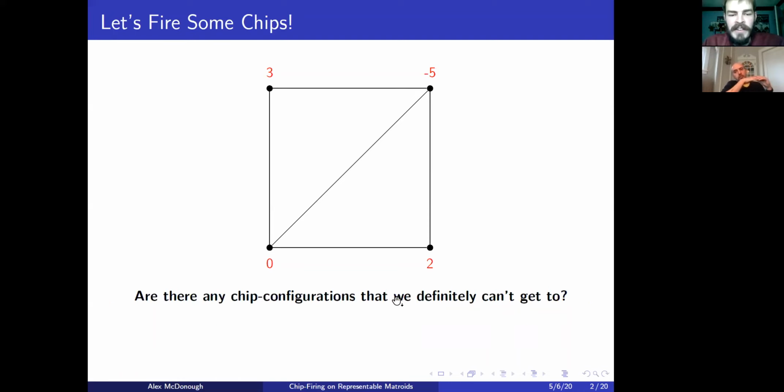Now we might ask, are there any chip configurations that we definitely can't get to? Does someone want to unmute themselves and tell me a chip configuration you can't get to?